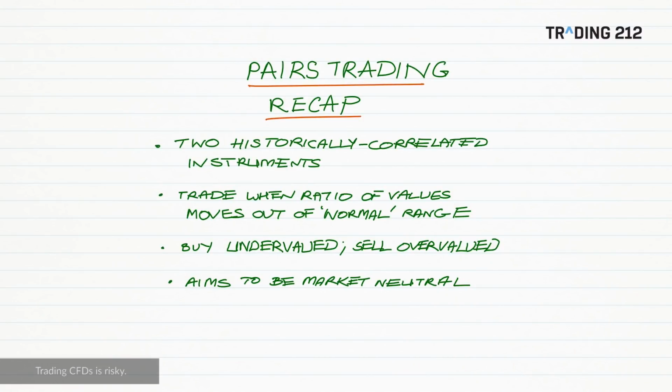Let's jump in to a recap of some of these key basic points about pairs trading. So to recap what we have covered so far, we are looking for two historically correlated instruments, two instruments where their price tends to move together. So we can compare the values of their prices, divide one by the other, and come up with a ratio that we might expect them to hold, in that a normal range that we've seen has historically tended to prevail, and then we can trade when that ratio moves out of that normal range.